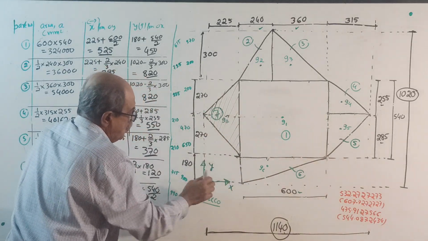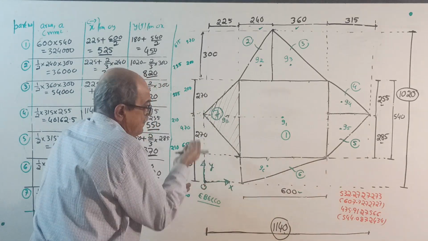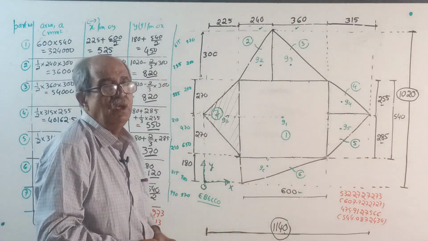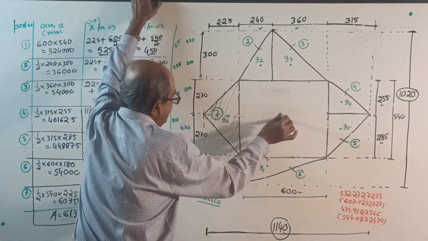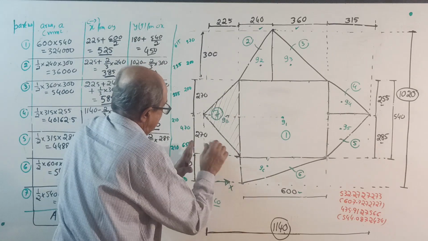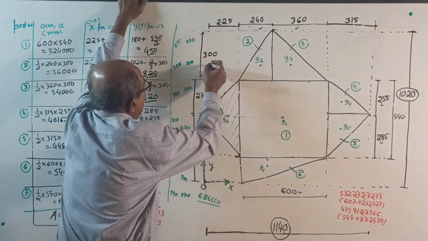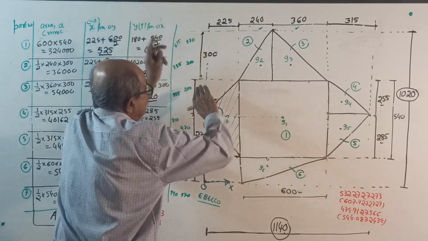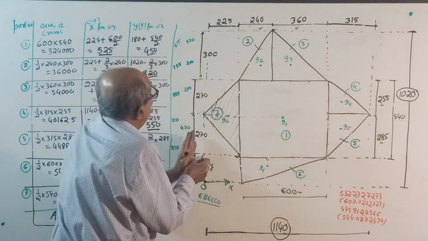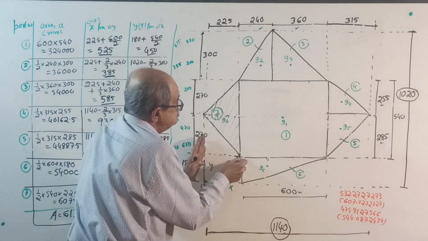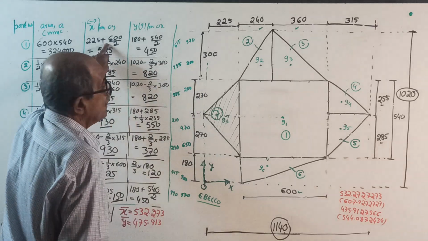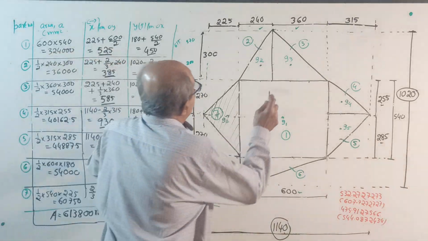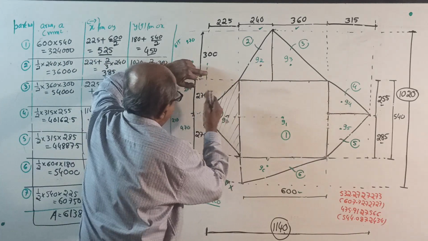This is your origin O, x this way, y this way. Now, one by one, you try. Start. Figure number 1, part number 1. From here, x, this means, actually from this line, x here, 225 plus half of 600. I wrote here, there is 2 here, from here, x is this way.